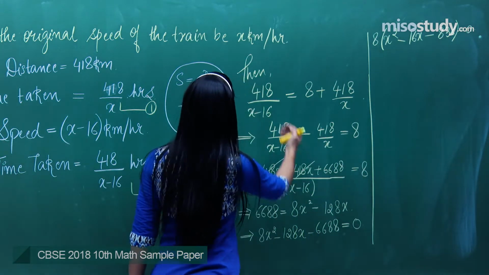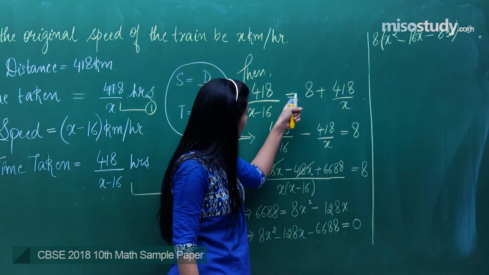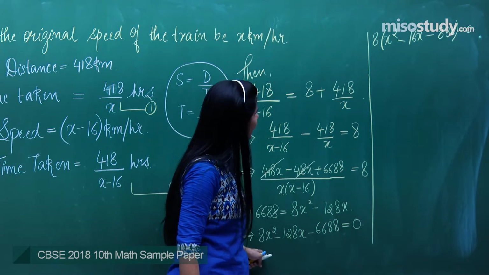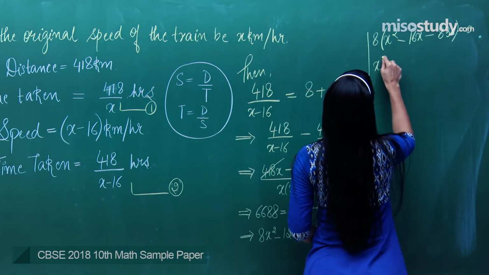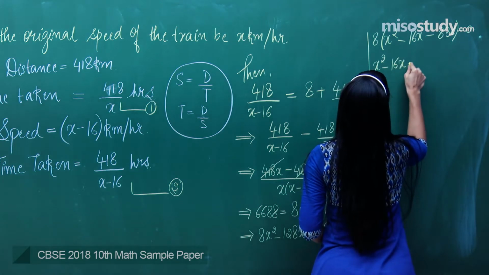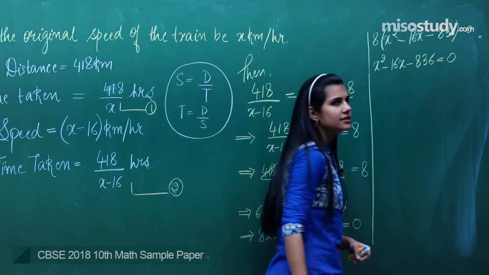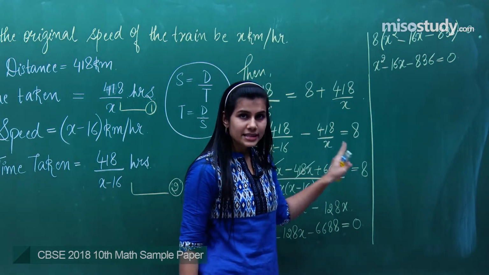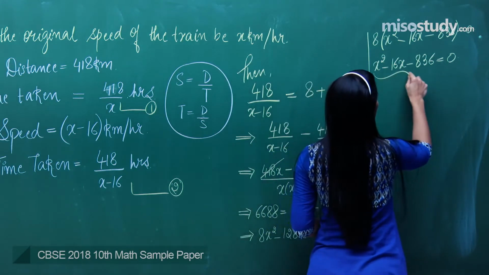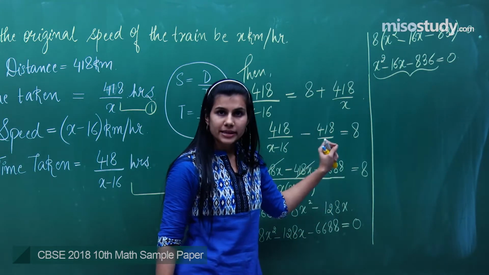The moment you have from here to here, what is it that you get? From here to here, when you solve, you take out 8 common. This is what you have, and this leads you to get x square minus 16x minus 836 is 0. And over here, this is your quadratic equation waiting to be broken with the middle term.